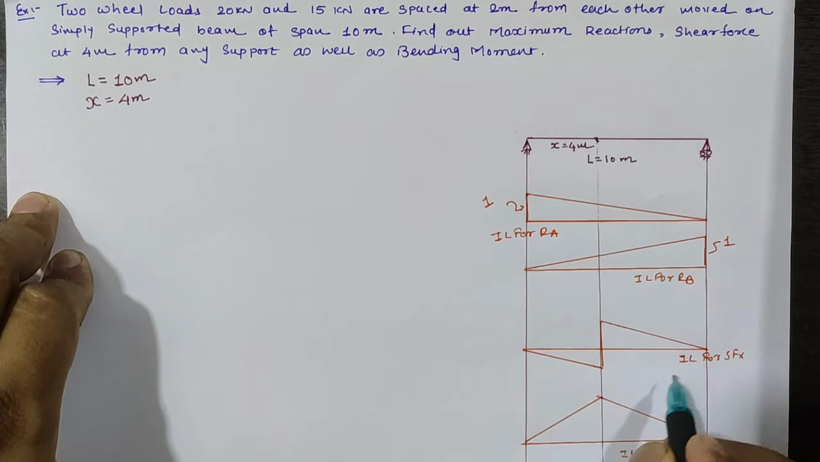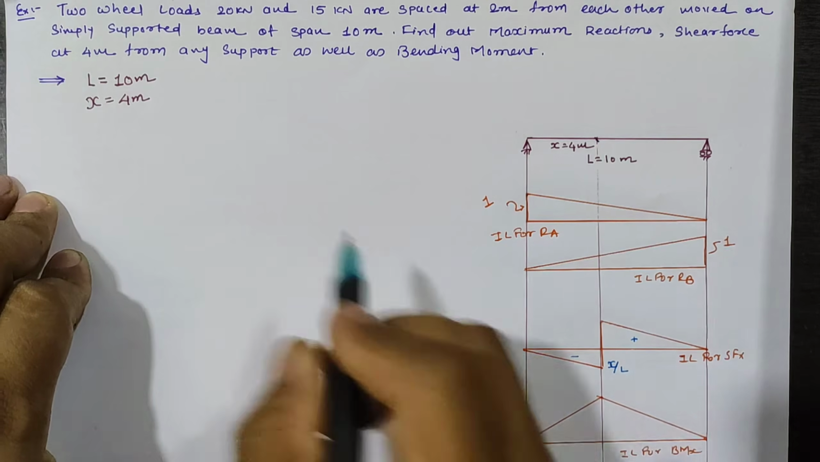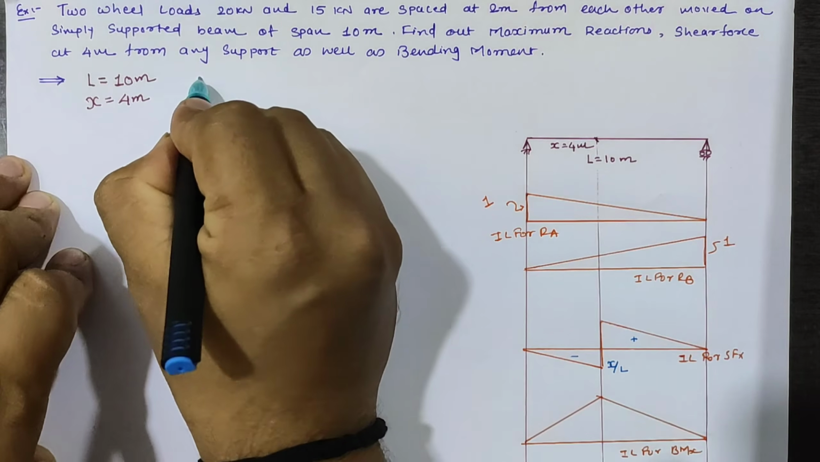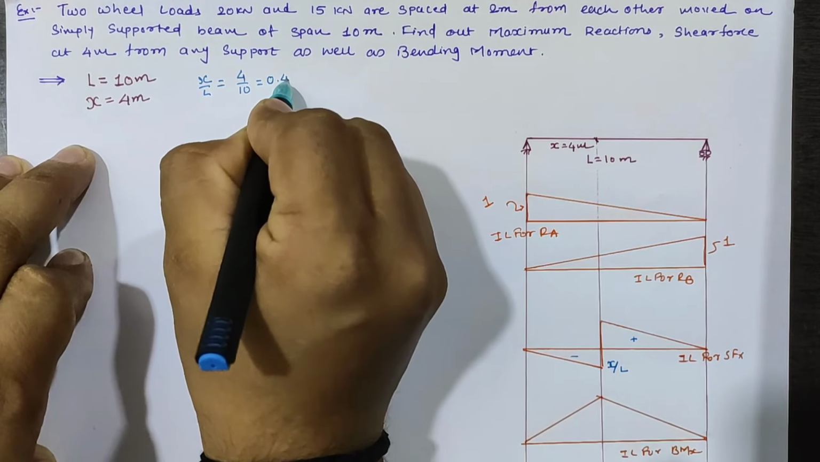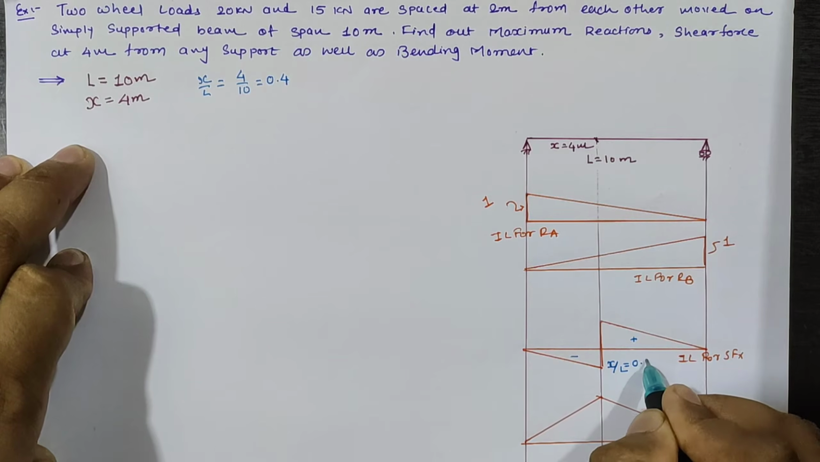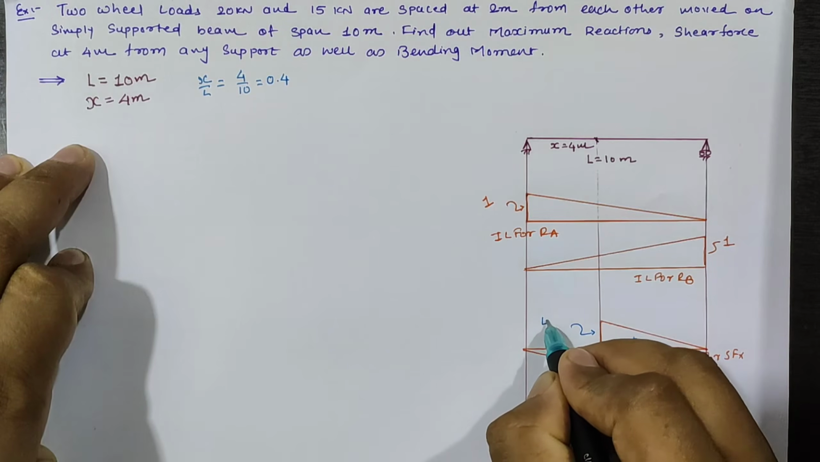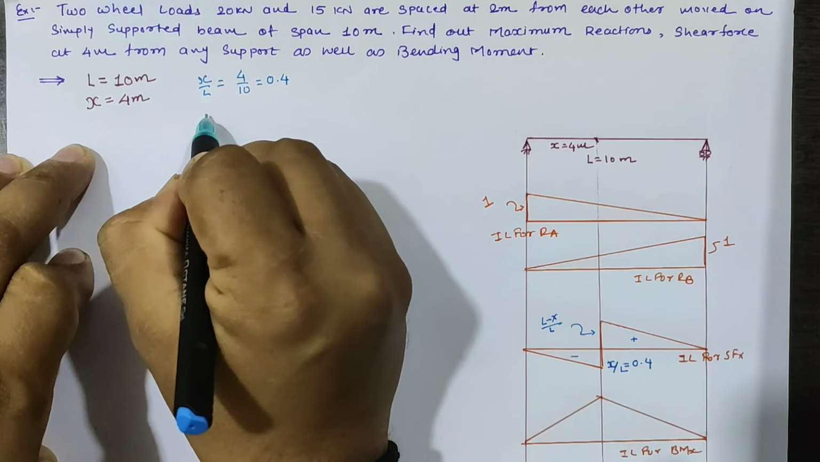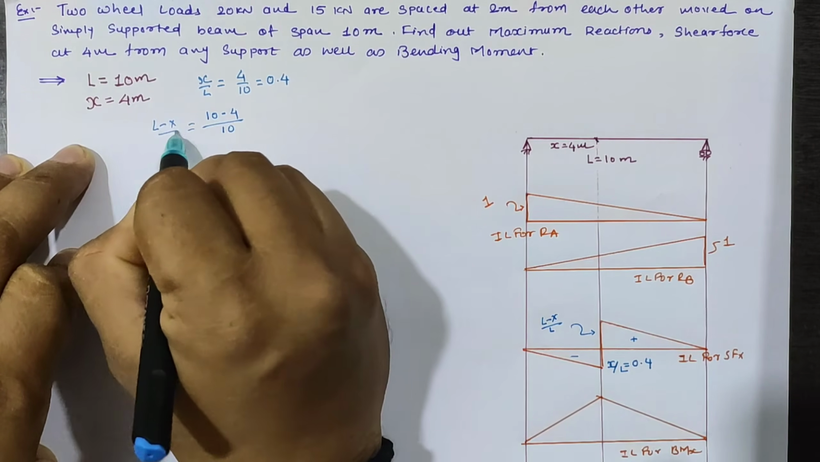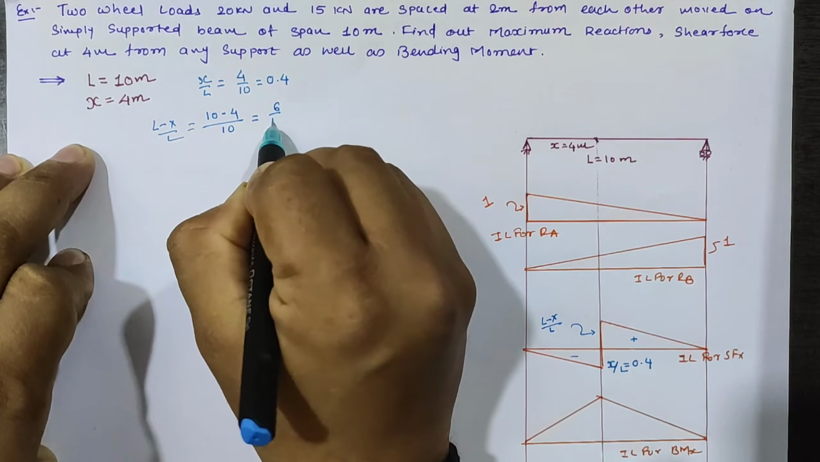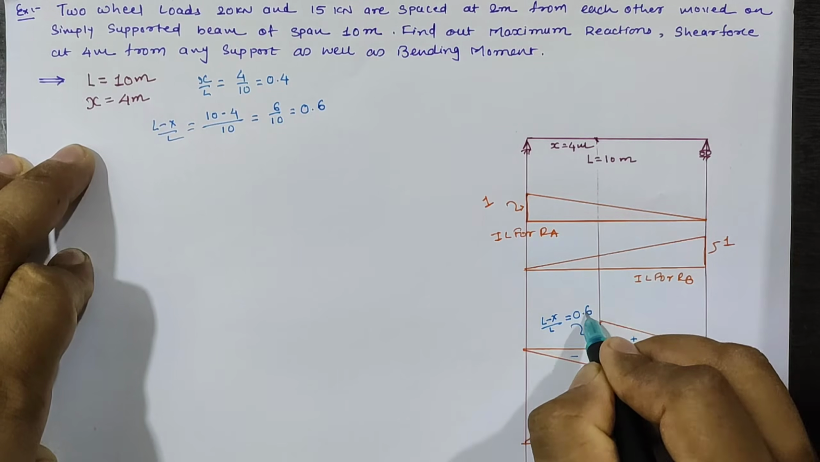Now for the shear force at x distance, the negative value is x by L. So from the given data, x by L is 4 by 10, which is equal to 0.4. So this ordinate is 0.4. Similarly, for the positive value, the ordinate is L minus x by L. So 10 minus 4 divided by 10, which is equal to 6 by 10, that is 0.6.